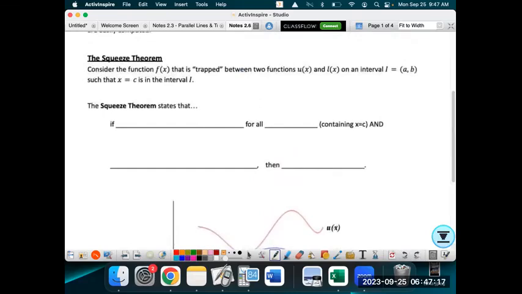So the squeeze theorem, and I'm going to write that criteria up, says that if f of x is between, and it could equal the other two, that's fine. It doesn't necessarily have to, but at the very least, it's between L of x and u of x for all x values contained within a to b. And here's the other part. So that's just the trapping portion.